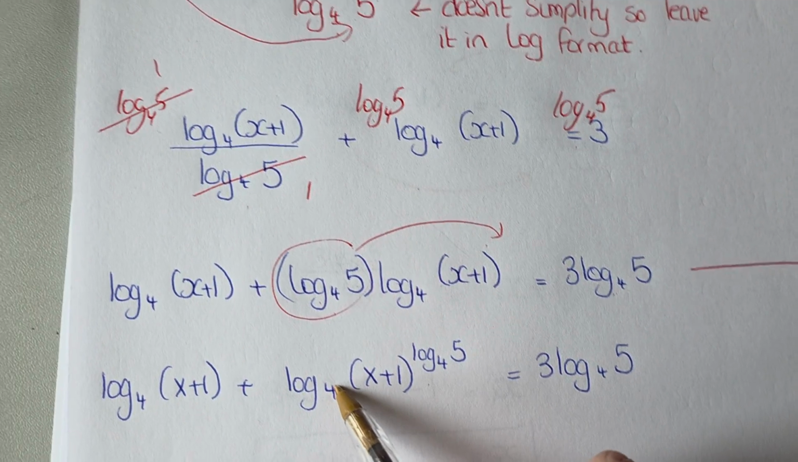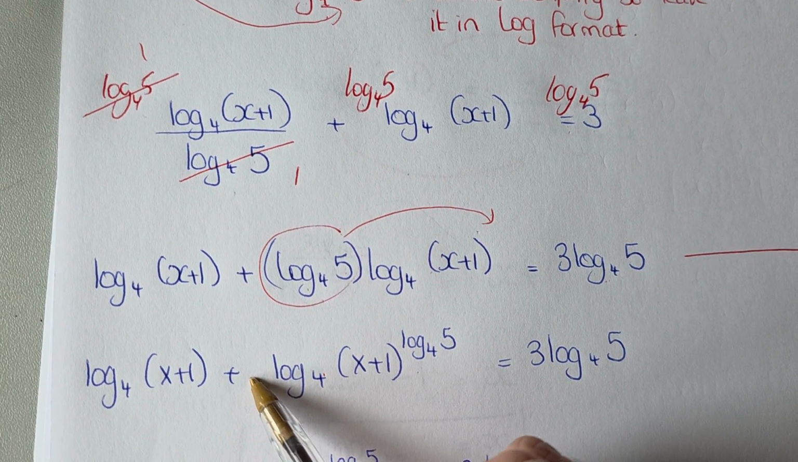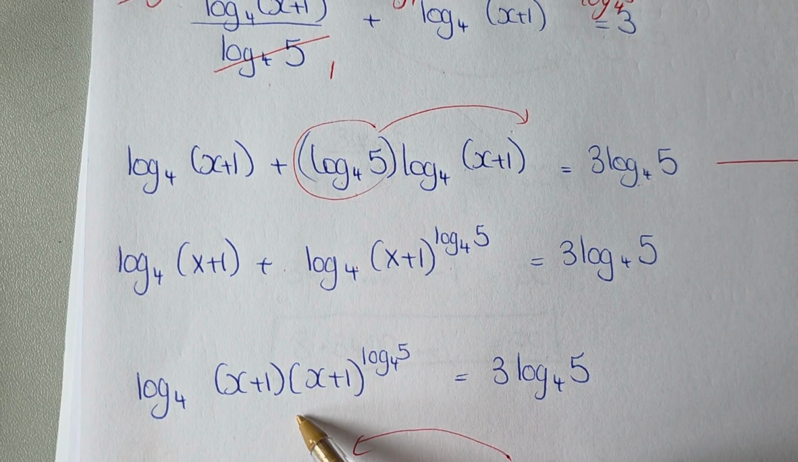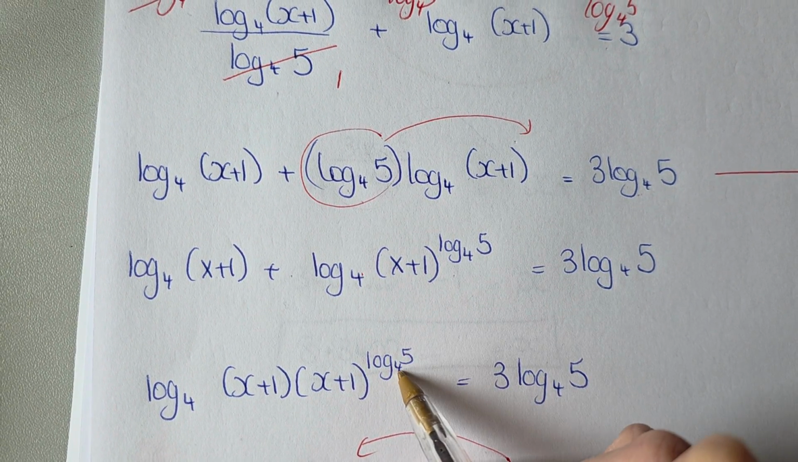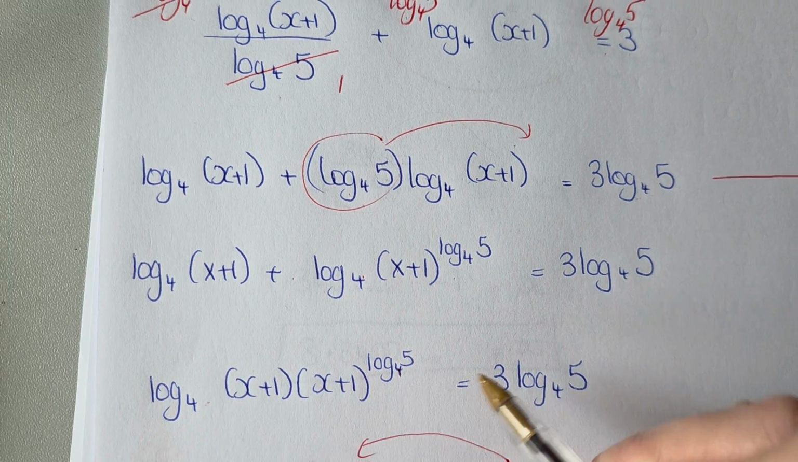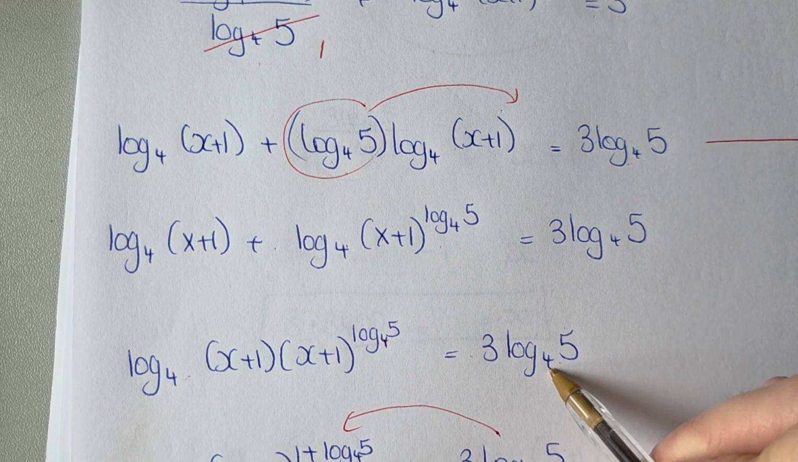Right, at this stage now, I can apply my rule for addition of logs. Addition turns into multiplication. So it will be the log of this bracket multiplied by that bracket to the power of log 5 base 4, all equal to 3 times the log of 5 base 4.